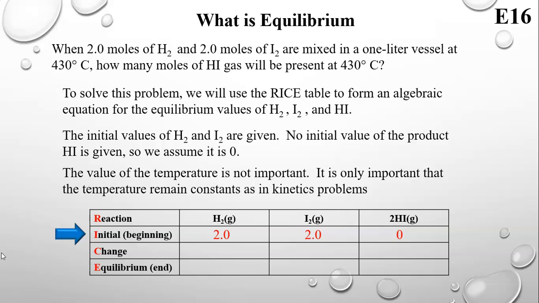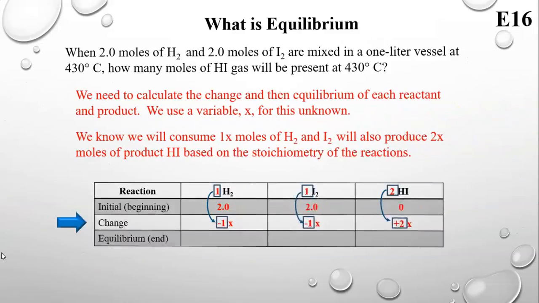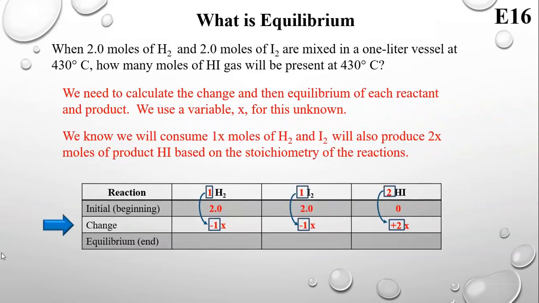So to solve this problem, we will use the rice table to form an algebraic expression for the equilibrium values of H2, I2, and HI. The initial values of H2 and I2 are given. No initial value of the product HI is given, so we assume it is 0. The value of the temperature is not important. It is only important that the temperature remains constant, as in a kinetics problem. So we need to calculate the change and then the equilibrium of each reactant and product.